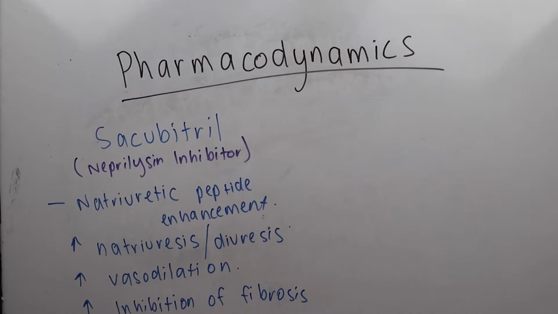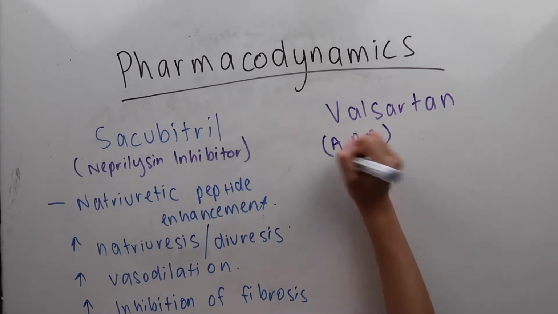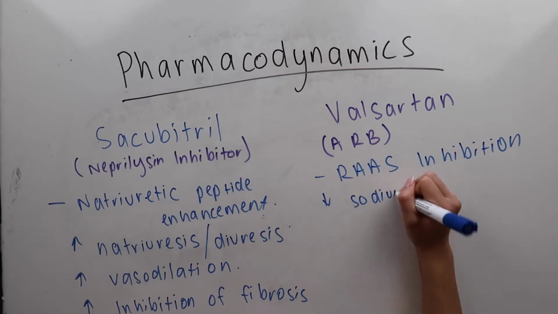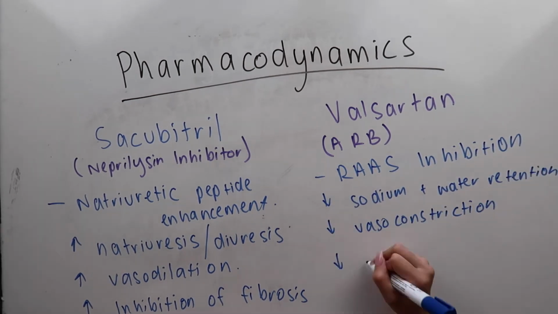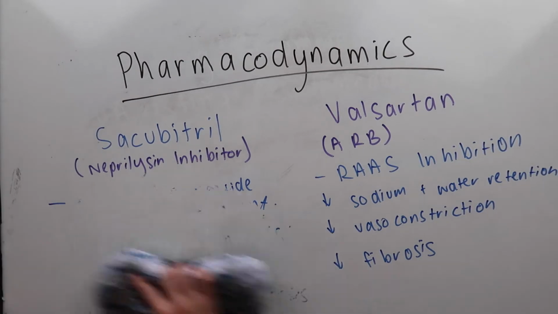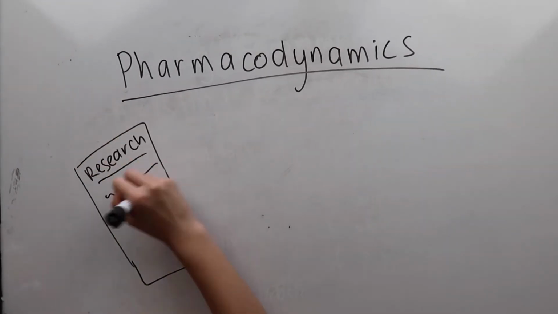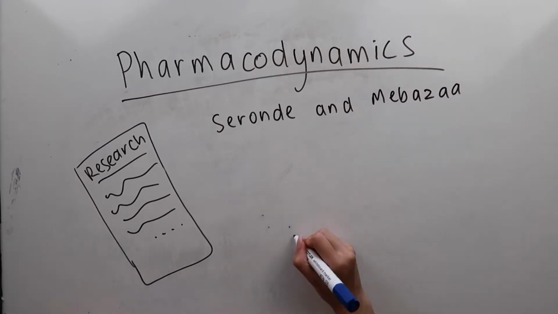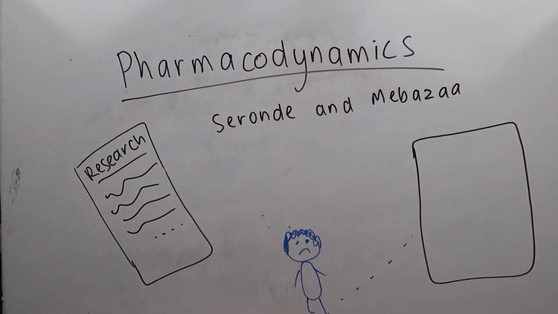Whereas Valsartan, an angiotensin receptor blocker, also known as an ARB, keeps blood vessels from narrowing through the inhibition of the renin-angiotensin-aldosterone system, also known as RAAS, which lowers blood pressure and improves blood flow. A research carried out by Cerrone and Mabasa concluded that the remittance of heart failure patients could be caused by the overproduction of natriuretic peptides.